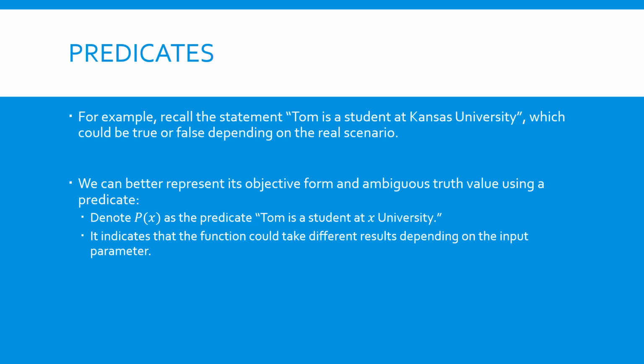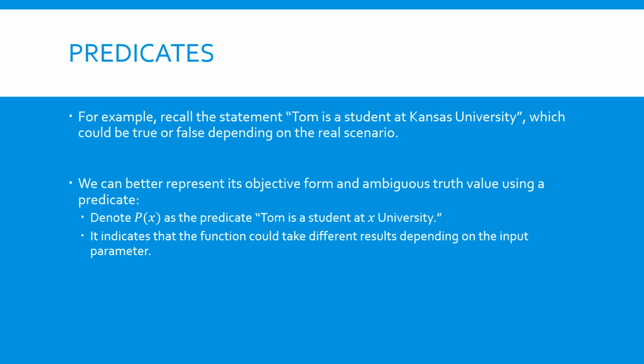Again, consider the statement, Tom is a student at Kansas University. We can identify the statement form of Tom is a student at some university, and the parameter will be the name of the university. In this case, we can define the predicate P(X) as Tom is a student at X university. Of course, just like regular functions, the output of the function depends on the input. In other words, whether the predicate is true depends on what parameters it takes in.